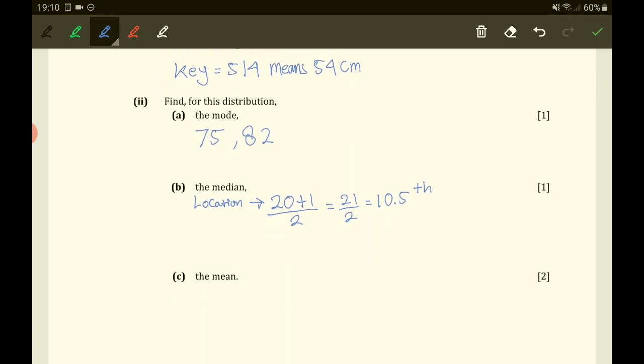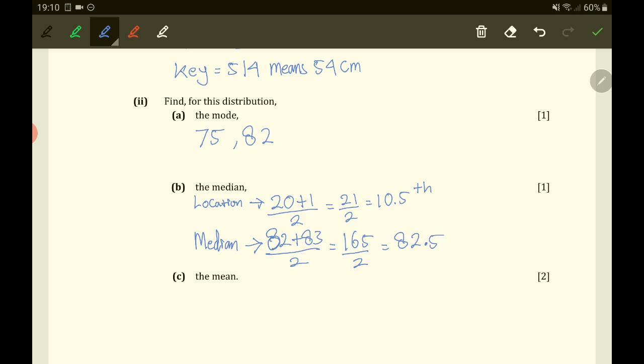If we want to find the median, since it is between 82 and 83, it means that you find the average between 82 and 83. So 82 plus 83 divided by 2. So you got 165 divided by 2, so you get 82.5. So this is the median.